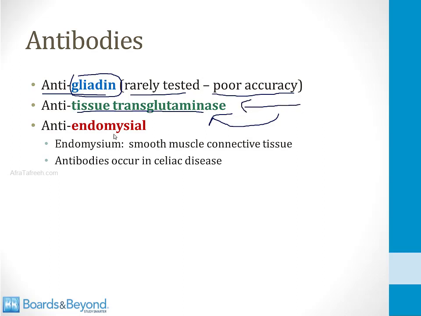And then the third antibody is called anti-endomysial. The endomysium is smooth muscle connective tissue. It's not clear how this is involved in celiac sprue, but anti-endomysial antibodies do develop, and they are very useful for making a diagnosis of celiac disease.